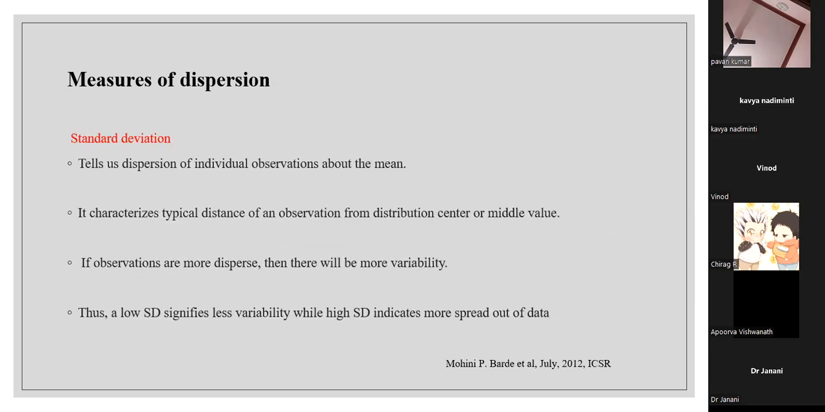And standard deviation tells us about the dispersion of individual observations about the mean. It characterizes the typical distance of an observation from the distribution center or middle value. If the observations are more dispersed, there will be more variability. A low standard deviation signifies less variability, and a high standard deviation indicates more spread of the data.